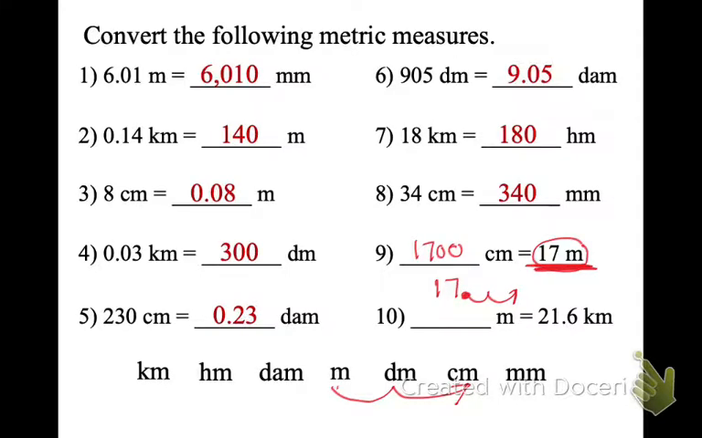Okay, let's try number 10. I'm going from 21.6 kilometers to meters. I'm going once, twice, 3 times to the right. 21 6/10. Once, twice, 3 times. Add zeros. I get 21,600 meters.